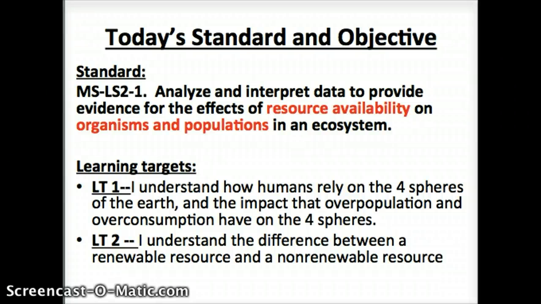Hi students. Today we're going to be starting a new unit, and the unit's going to be about resource availability and the distribution in our world. Today we are starting with the first two learning targets. LT1 talks about how we as humans rely on the four spheres of the earth and the impact that overpopulation and overconsumption have on the four spheres. And the second learning target talks about renewable resources and non-renewable resources. So here we go, let's get started.